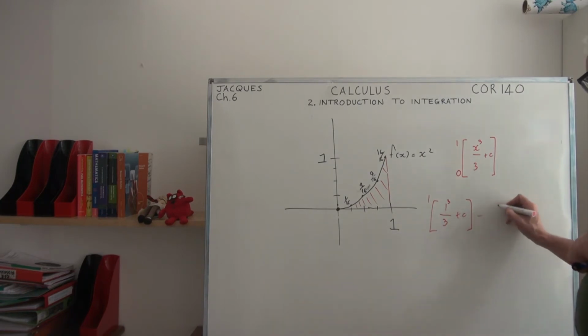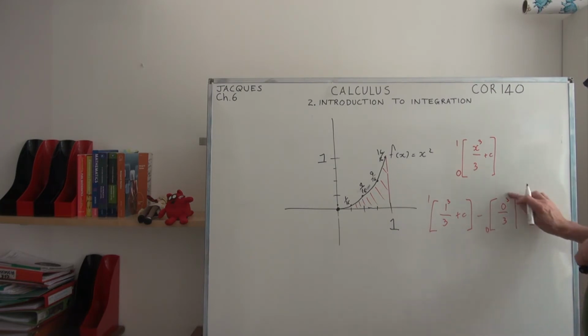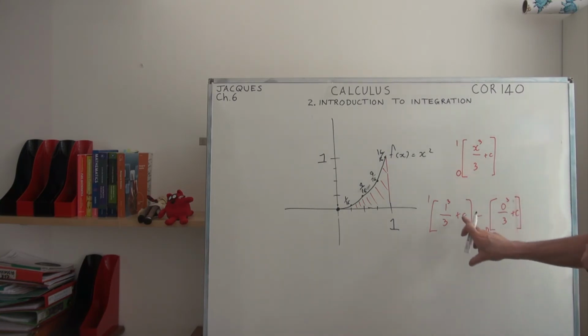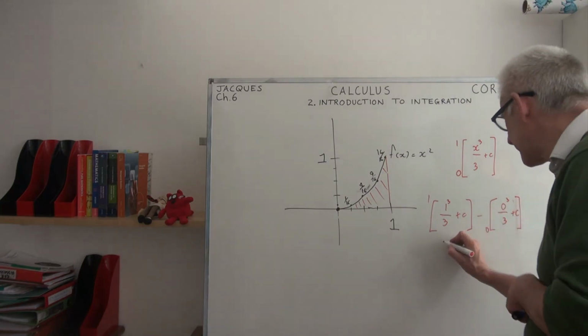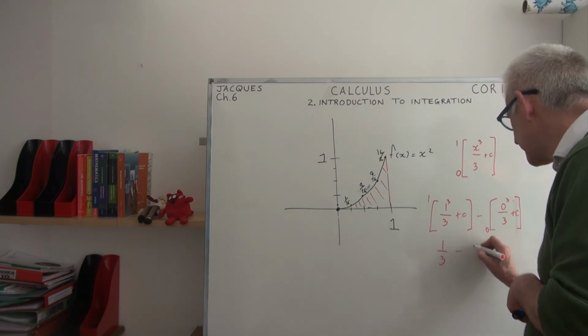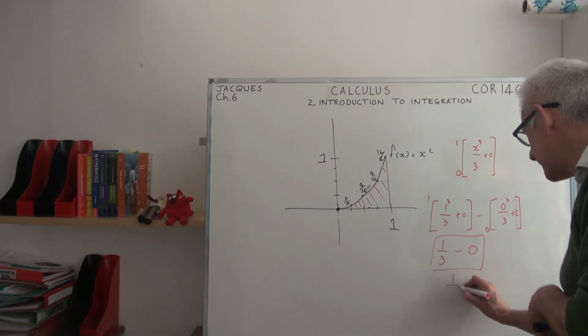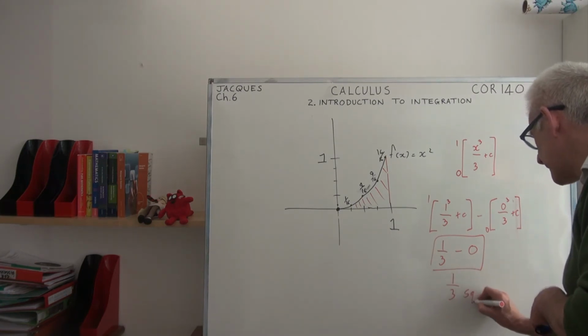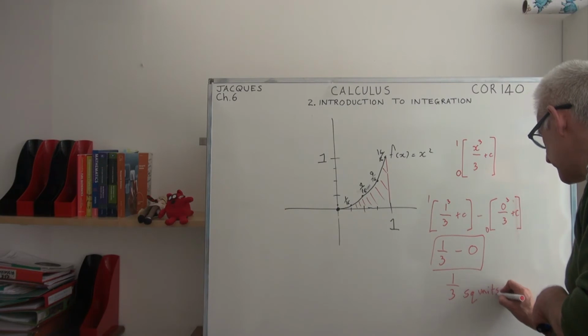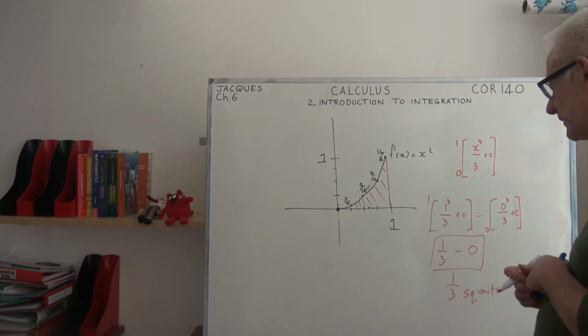Okay. We subtract from that, plus c again. C minus c is going to disappear, and we're left that the area under the curve is 1/3 of a square unit, or 1/3 square units.